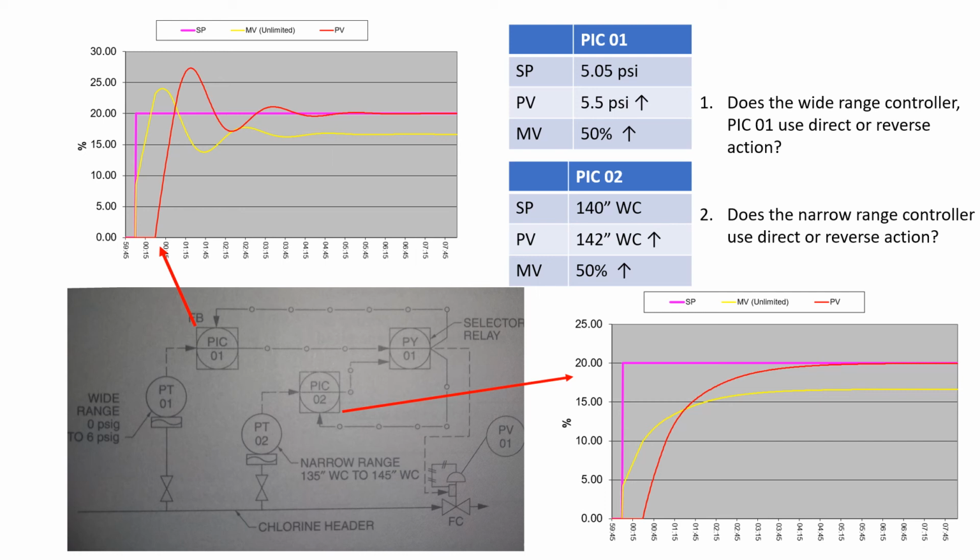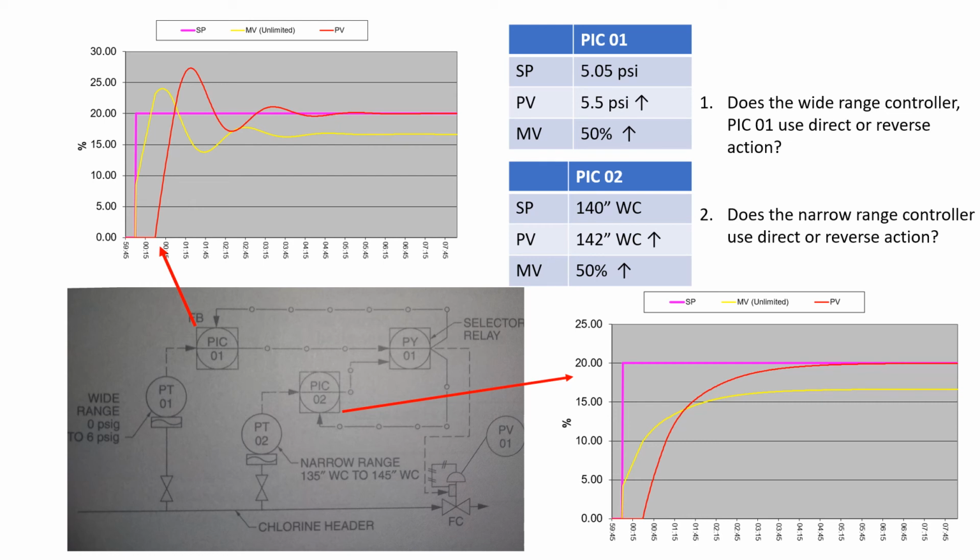But number 2 and number 3 should both be direct. Just because it's a wide range and narrow range, that doesn't change the fact that they're direct or reverse acting. If these were on the opposite side, or this valve was different, or it was letting material into a system, then we might change those. But for right now it's just a direct acting controller. Both of them are.